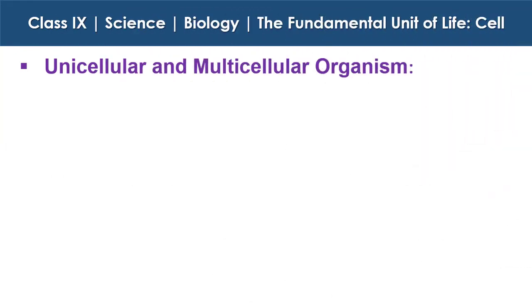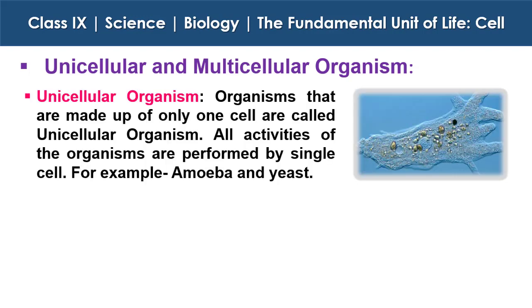Now, let's read about the unicellular and the multicellular organisms. Unicellular organisms are made up of only one cell. Organisms that are made up of only one cell are called unicellular organisms. All activities of the cell, whether that is nutrition, reproduction, growth, or respiration, take place only in one cell. Examples of unicellular organisms are amoeba, yeast, and bacteria.